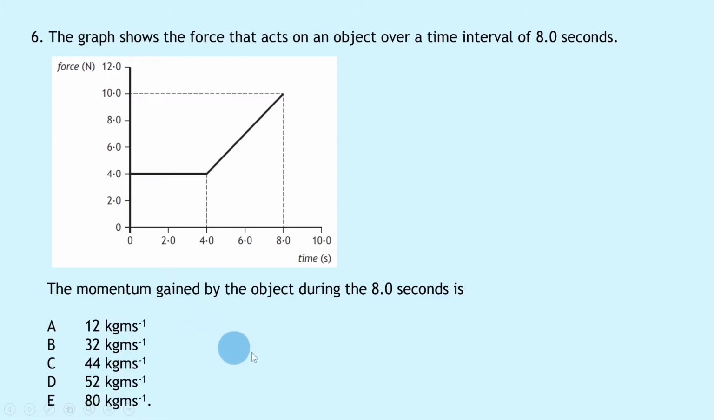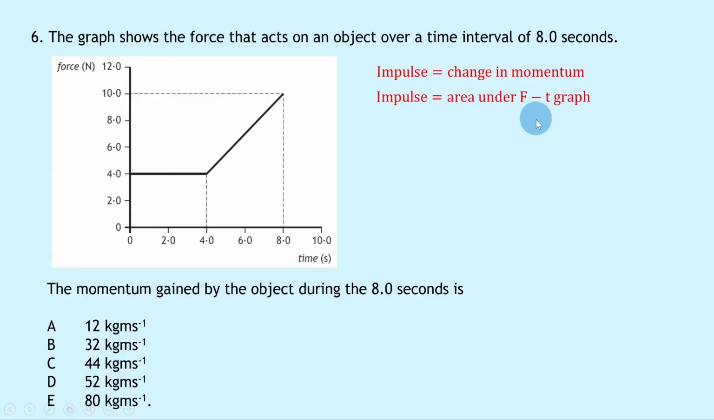And the key thing here to be aware of is that impulse is equal to the change in momentum. So we're basically just being asked here to find the impulse from a force time graph, but they're just doing it in a roundabout way. So remember, impulse is equal to the area under a force time graph.